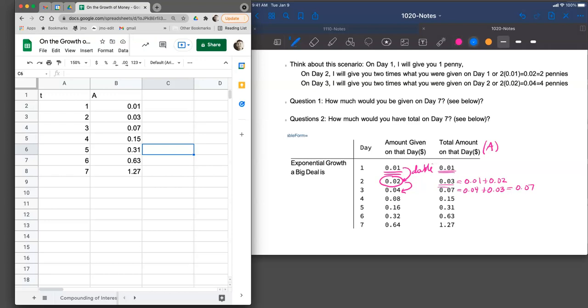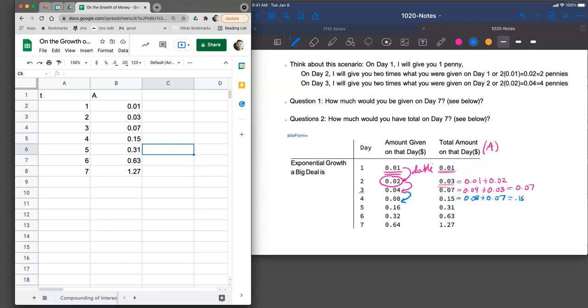Continuing this process, this is another way to make money. Somebody gives you double the amount from the day before. So they're going to give you 8 pennies on day 4, and then the total amount that you have is 0.08, 8 pennies plus the 7 pennies you had from day 3, and that's where we have 15 pennies or 15 cents at the end of day 4.